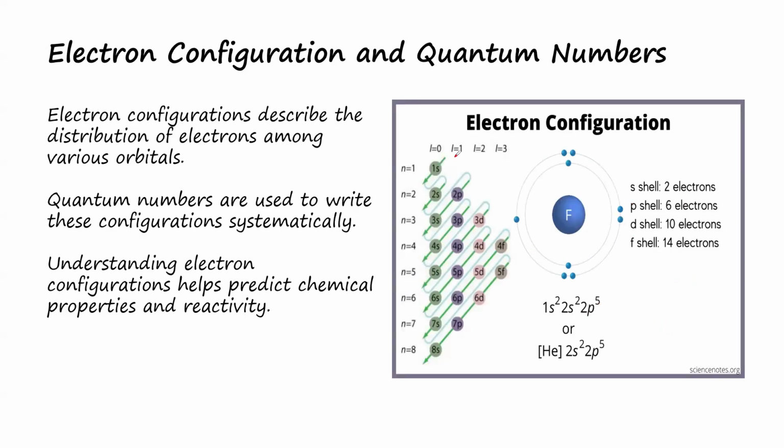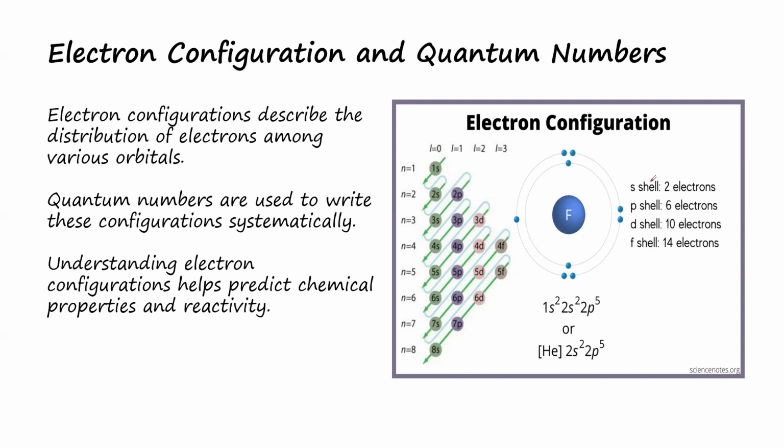So then, electron configuration and quantum numbers. Electron configuration describes the distribution of electrons among the various orbitals. Quantum numbers are used to write these configurations systematically. Understanding electron configuration helps predict chemical properties and reactivity. So you see, this is the electron configuration. You can write electron configuration using spdf notation or using shells.